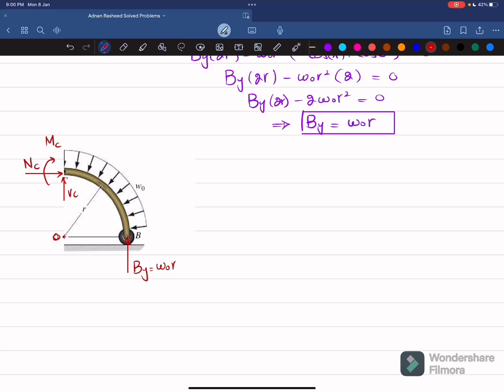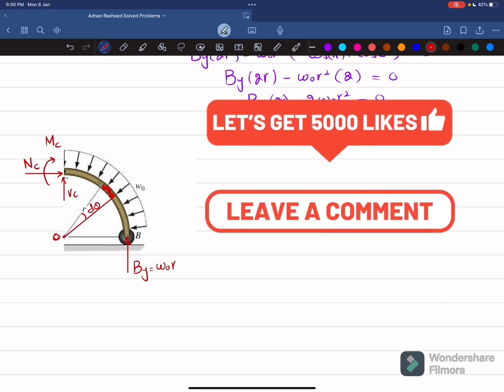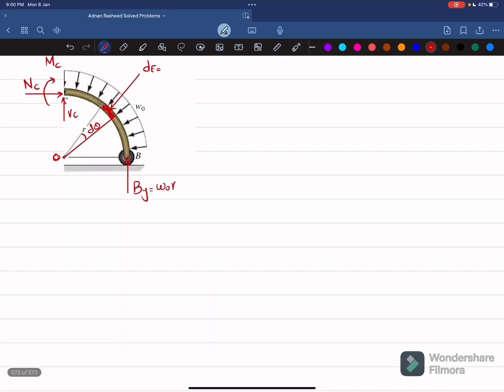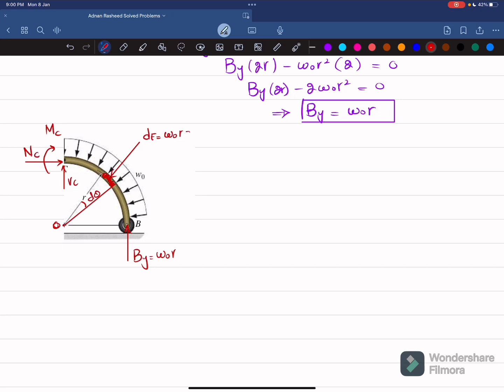What we will do is again take the differential, where this is the angle theta. So we will take a differential element, which will be equal to d theta. This differential element will have a differential force which will be perpendicular to it, and this dF will be equal to w naught r into d theta. And again you can see the total angle is theta, so this will also have two components, one is this one, another one is this one. This component will be equal to w naught r d theta into cos theta, and this will be equal to w naught r d theta into sine theta.